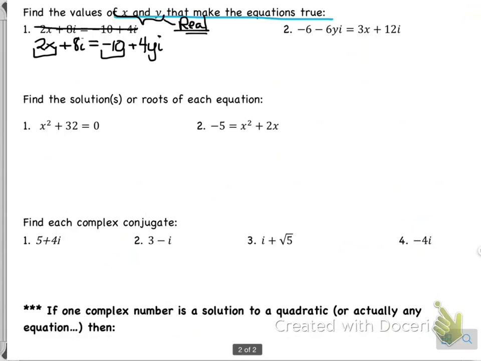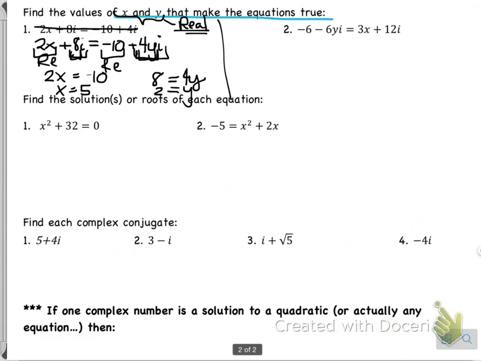What's nice is that you know the 2x and the negative 10 are both real, and the 8i and the 4yi are both imaginary. So you can separate them into two separate equations. You've got 2x equals negative 10, which is the whole real side of it. And you also know that 8 has to equal 4y, because the imaginary parts have to be equal to each other. Then you just solve those. So you get x equals negative 5 and y equals 2, and that solves the equation.